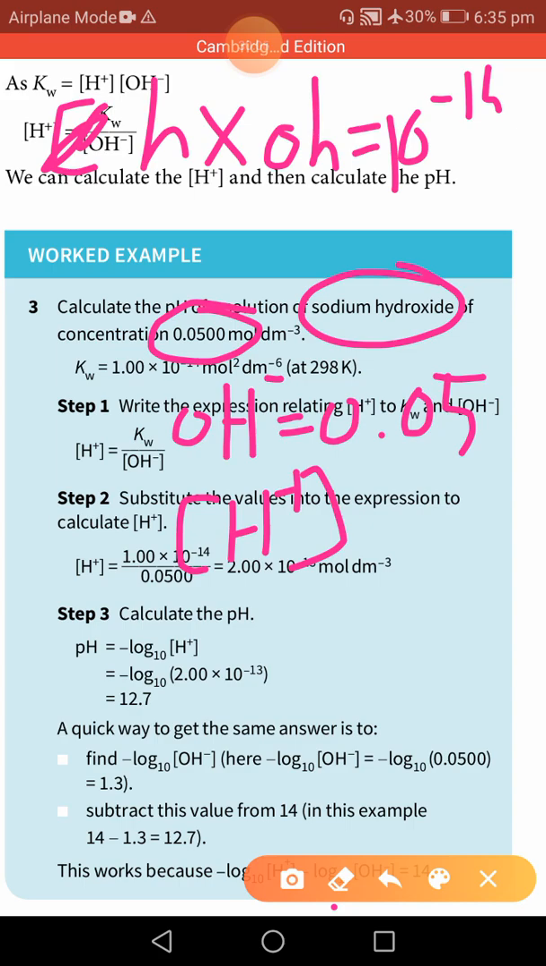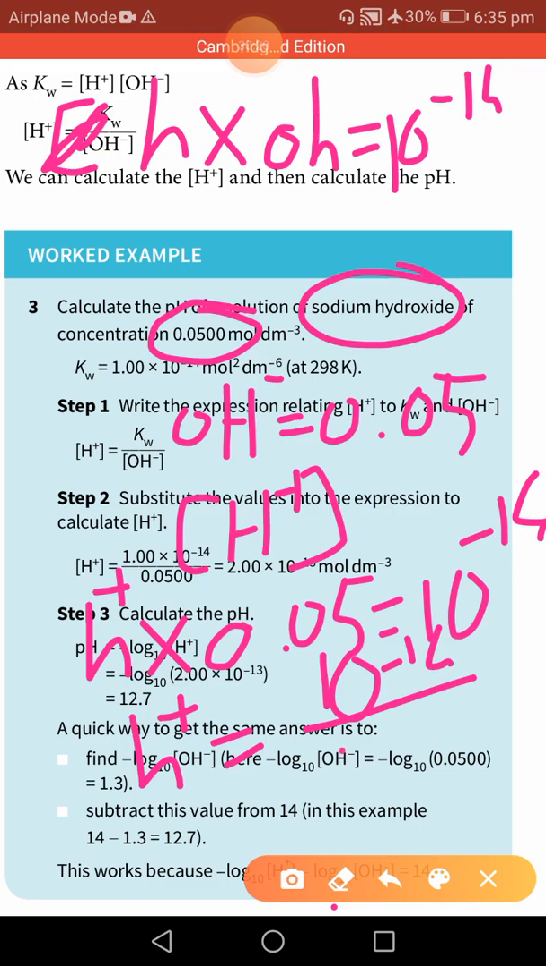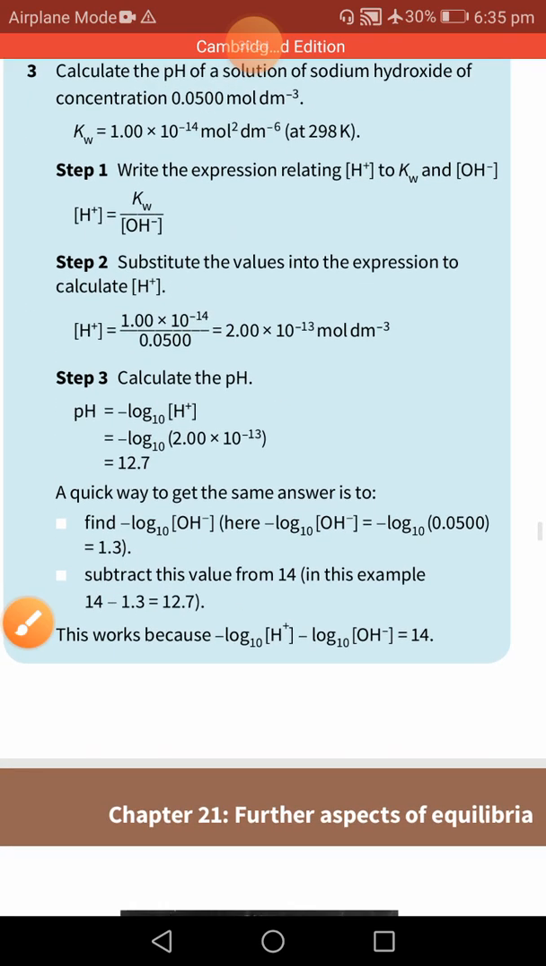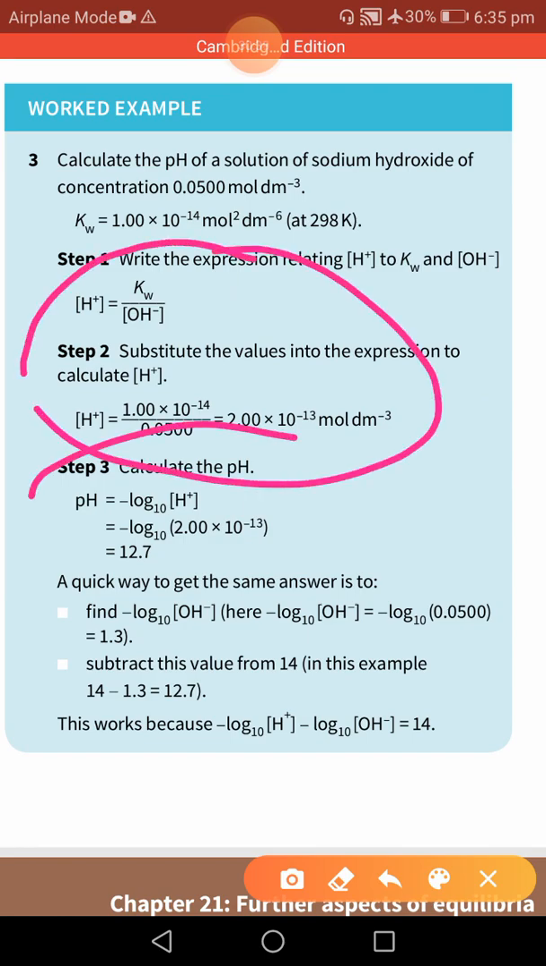So concentration of H plus into concentration of OH minus is equal to 10 to the power minus 14. So concentration of H plus would be 10 to the power minus 14 divided by 0.05. From here you will get the concentration of H plus, and put this in the equation of pH to find the final value of pH. Look at over here what they have done.